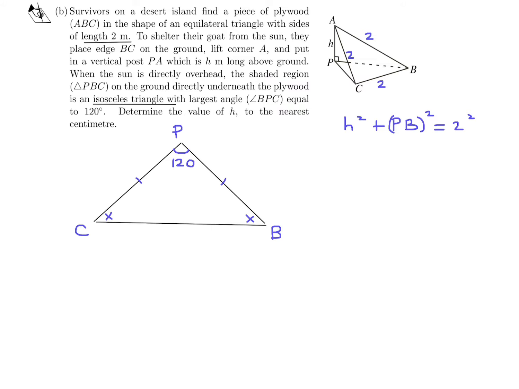Well, actually, I think you will need to know the angle. 2x plus 120 is equal to 180, right? Sum of the angles of a triangle. So 2x is equal to 60, and therefore x is 30. Now what I'm going to do is drop a perpendicular from P down to the base, like this. And if I do that, you will be able to understand that this angle is 60.